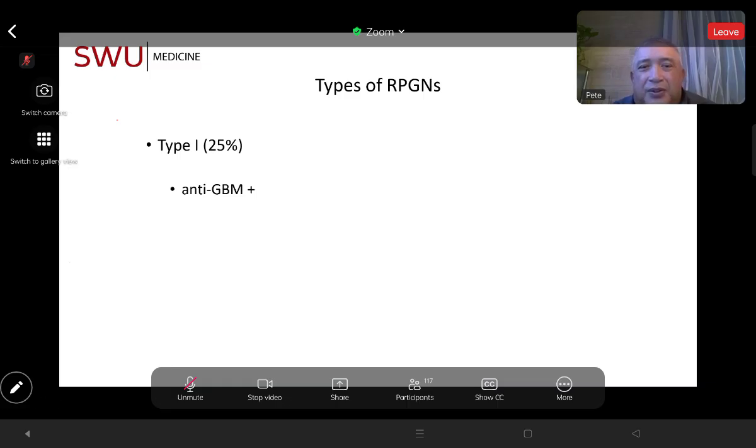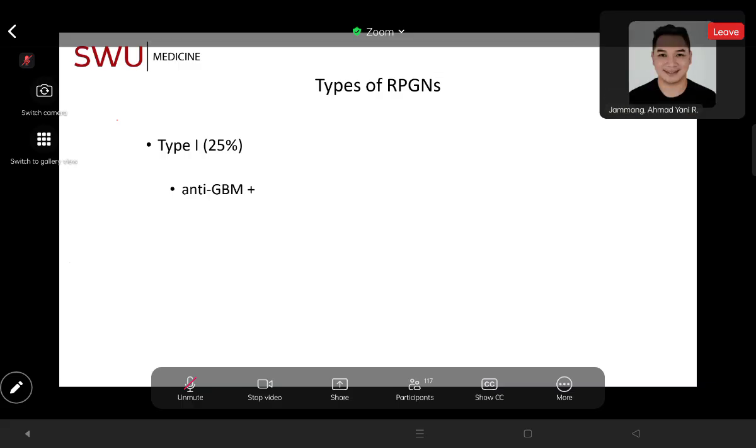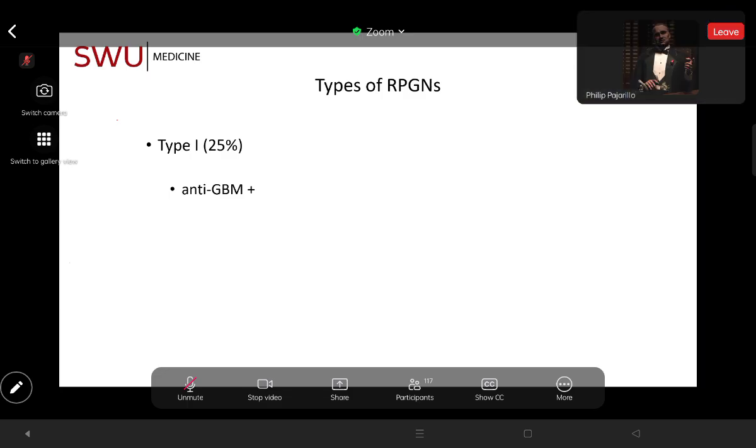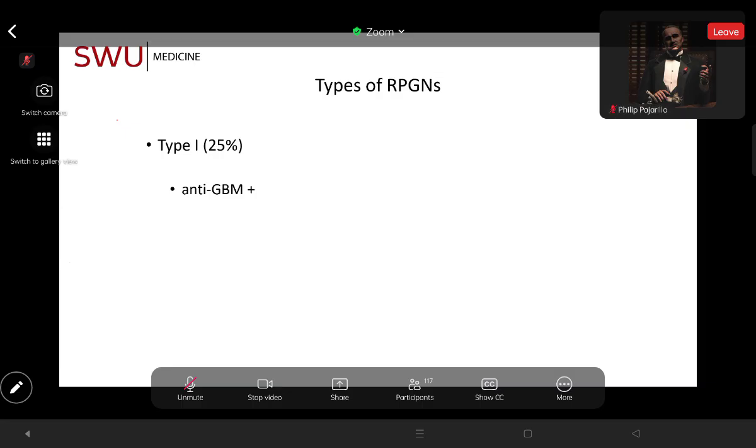Now, there are 3 types of RPGN. You have your type 1, which is 25%, and this is anti-GBM positive. When you see the word anti-GBM, what disease are we talking about? Good pasture syndrome. Correct. Very good. And what type of hypersensitivity is Goodpasture's? Type 2. Correct.